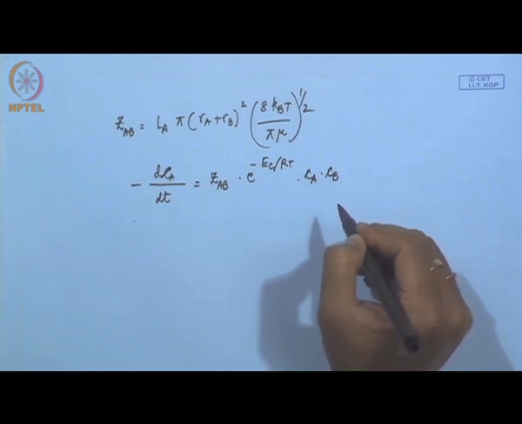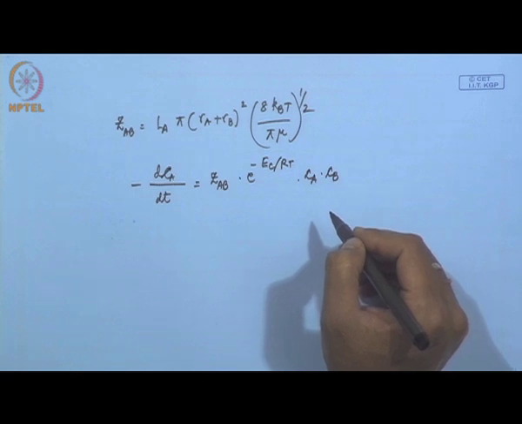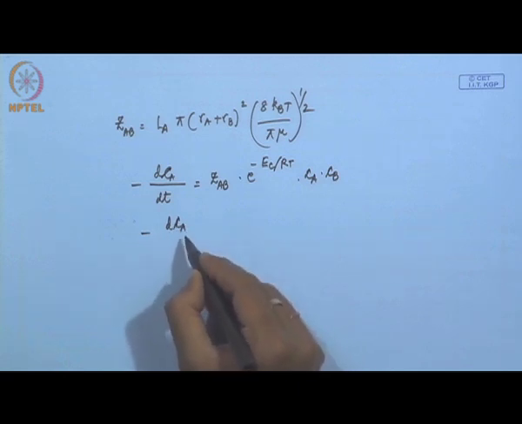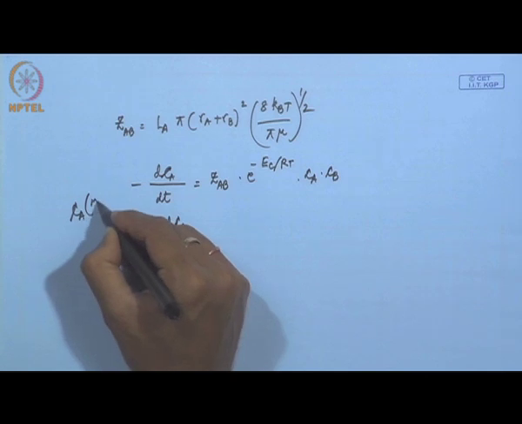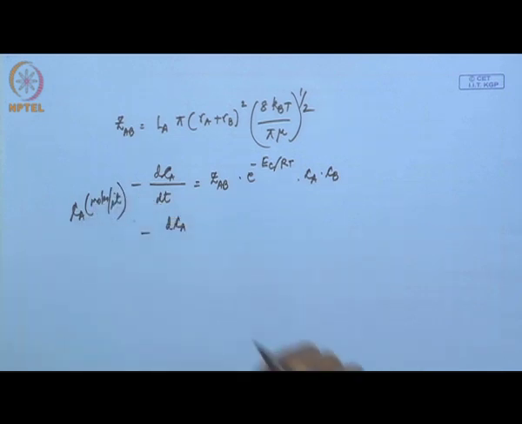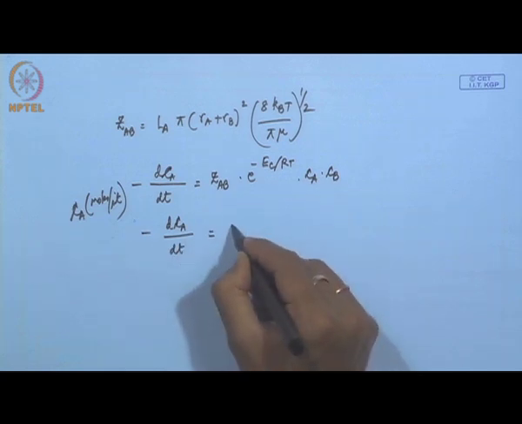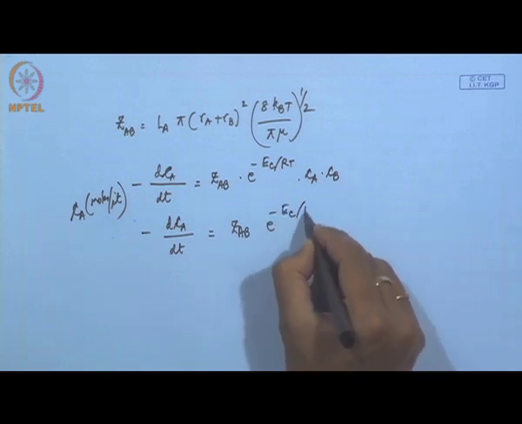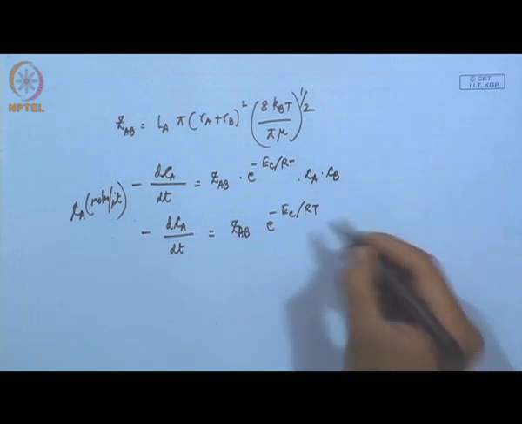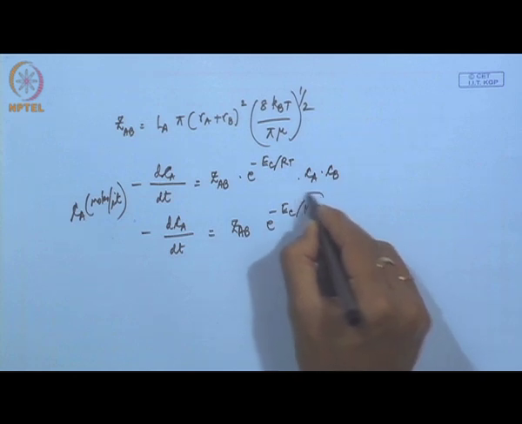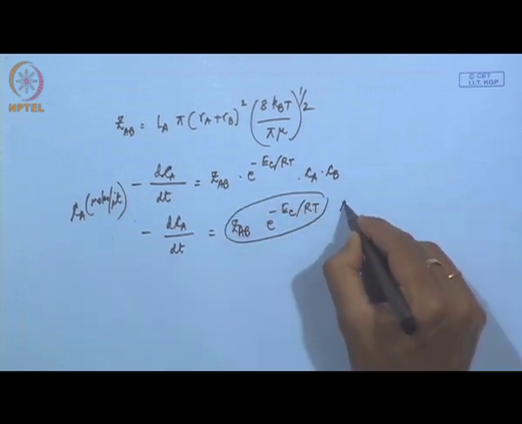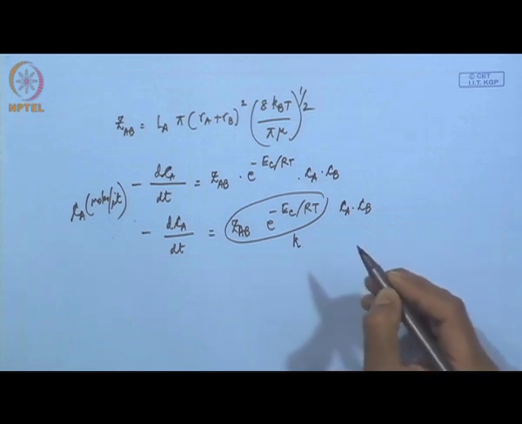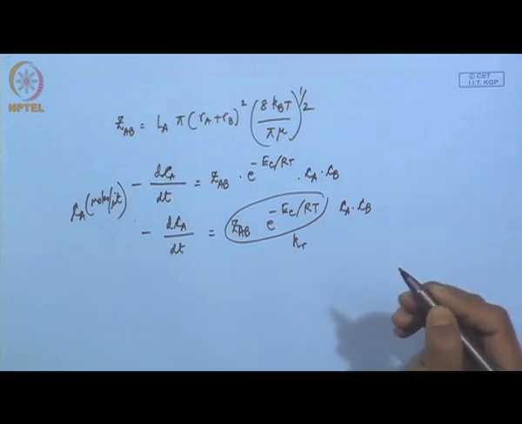Okay. Therefore, if we compare a general rate equation, that minus dCA by dt, that is concentration, this Ca is in moles per liter, is equal to small ZAB e to the power minus EC by RT. Okay. That means, this is your K into concentration A into concentration of B. So, basically this one is your K, the reaction rate constant.